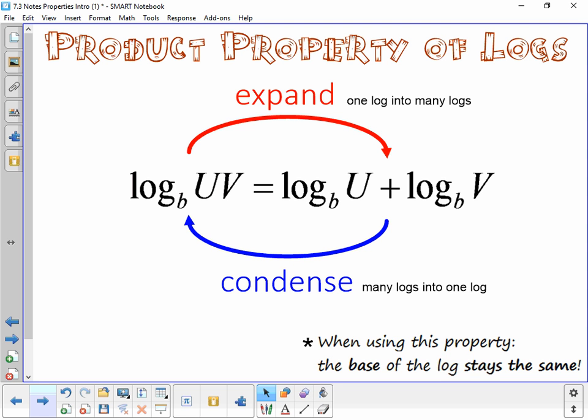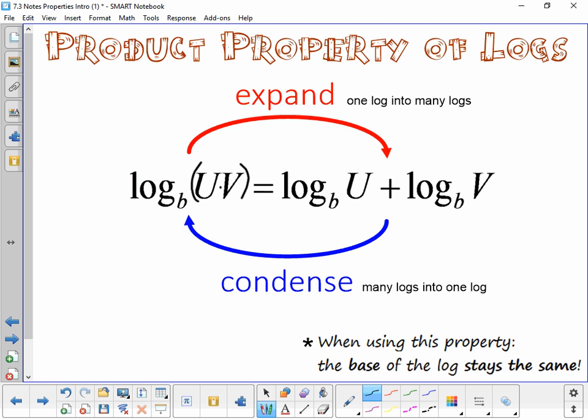So this is the product property of logs. If you have the log of u times v, so the u and the v are being multiplied together, that is exactly the same as the log of u plus the log of v. And whatever base you're in, the base just stays the same.